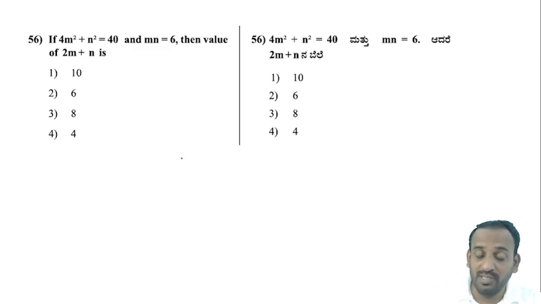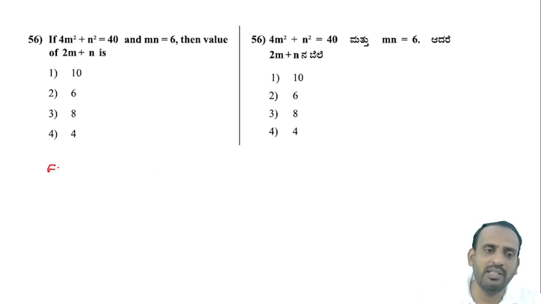In this video we'll solve some more questions on factorization. If 4m square plus n square is equal to 40 and mn is equal to 6, then what is the value of 2m plus n? So we will try to use the identities and try to solve this question.